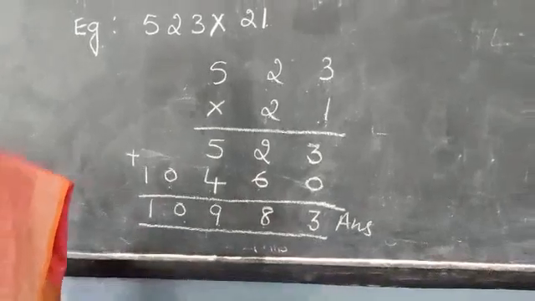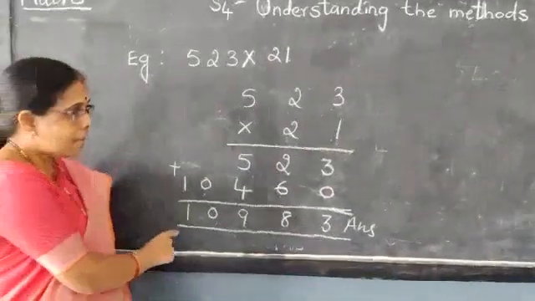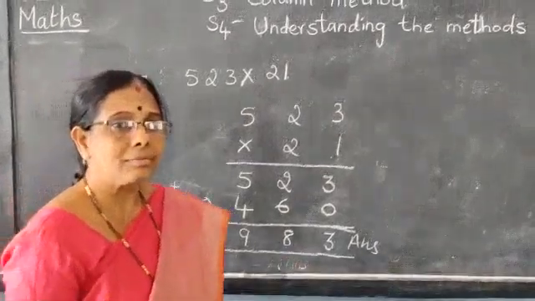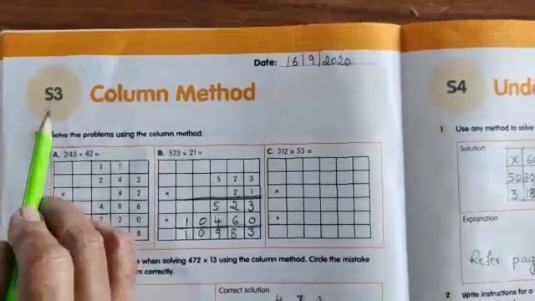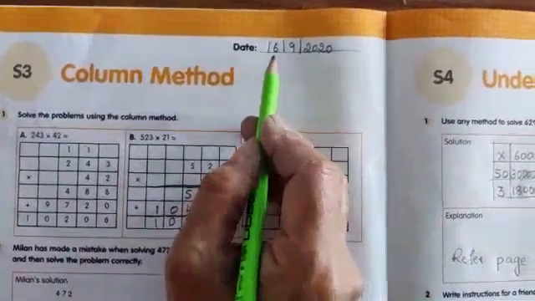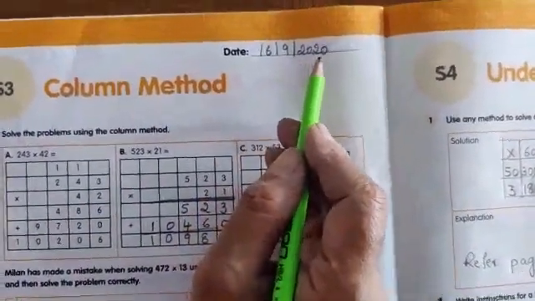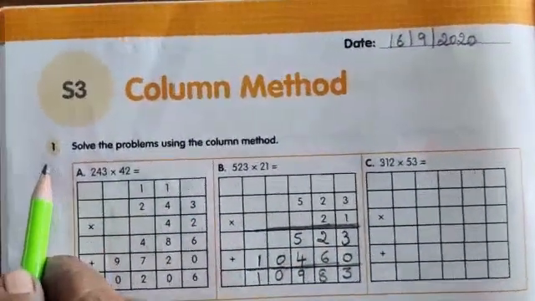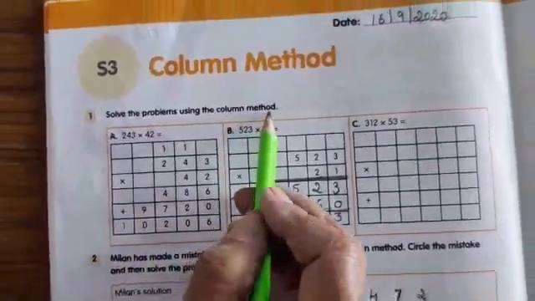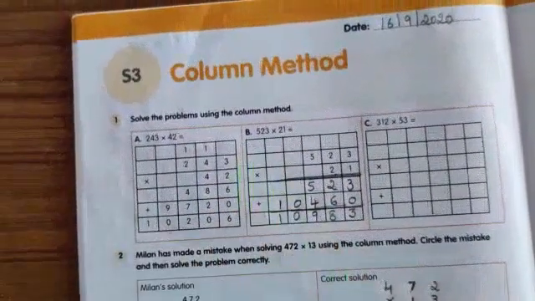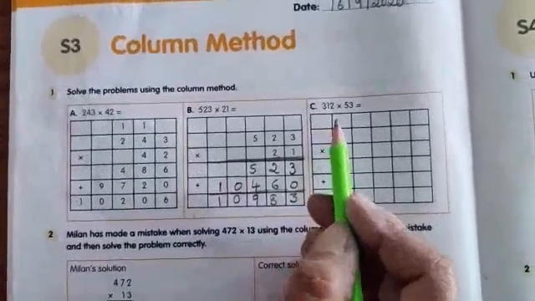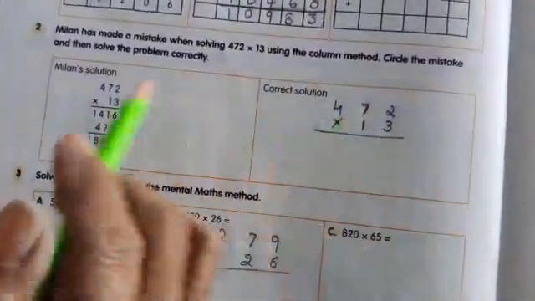Take it your workbook children. Same method we'll do it in a workbook children. Take it your workbook. Block 4 S3 column method. First write date children 16/9/2020. First solve the problems using column method. See B bit I showed example on board children. C bit you do it with your own. Now second bit.